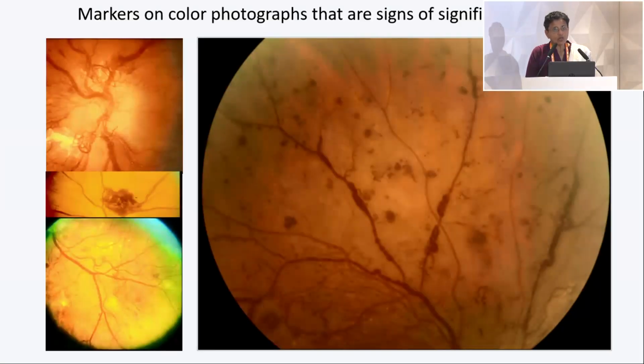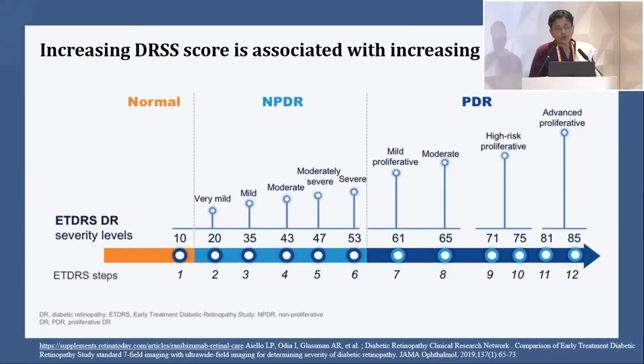Based on color photographs, if you see these features, clearly we will estimate, at least in our heads, that this patient has retinal non-perfusion. But color photograph by itself cannot assess retinal non-perfusion. And we all know from all the DRSS studies that the higher the DRSS score, the more likely the patient is going to have increasing retinal non-perfusion.